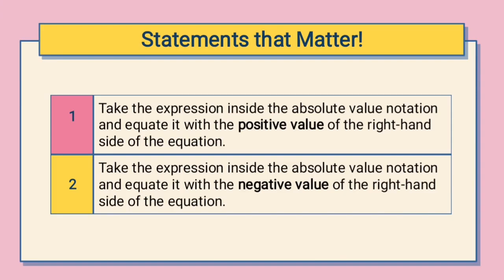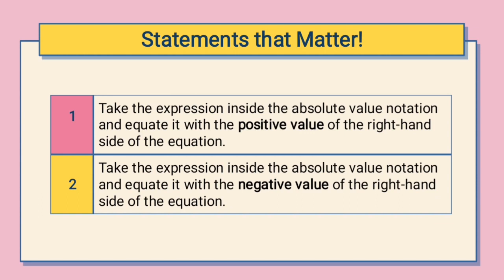Let's have these statements. In solving a linear equation in one variable involving absolute value, there are two statements that we have to follow. For statement 1, we have to take the expression inside the absolute value notation and equate it with the positive value of the right-hand side of the equation. For the second statement, we have to take the expression inside the absolute value notation and equate it with the negative value of the right-hand side of the equation.